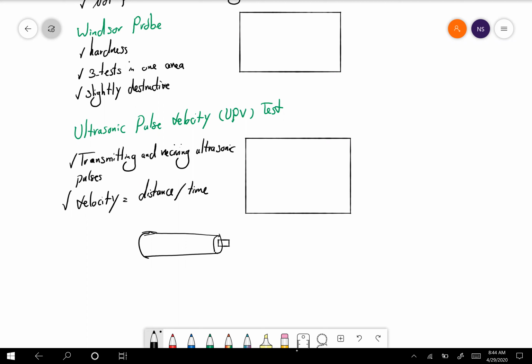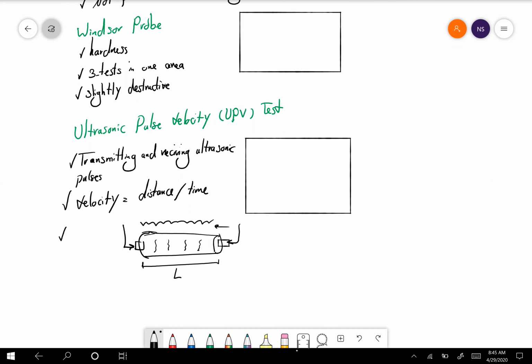You apply the pulse here, and then you have a receiver here, and the distance is basically L, the height of the cylinder. From the time it takes for the pulse to start here and be received on the other end, you should be able to calculate the velocity. It's called pulse velocity, and from the pulse velocity you can see if there are any cracks or any disintegrities inside the concrete.